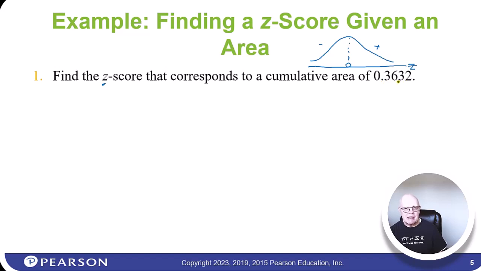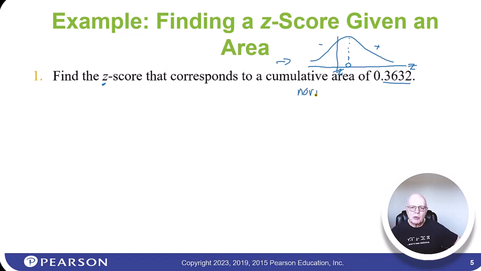Now it asks about a cumulative area of 0.3632. What does that mean? That means whoever was collecting that area or putting it together started at negative infinity and kept going until they fill it up, basically 36% of the area under the curve. So since this is 0.3632, it's not half yet, and we started from negative infinity, that means we must be somewhere in this region. And we're talking about z-scores, so we can put a z there. So how do we do that? Well, up to this point, we've been finding probabilities or areas. Now we're going the opposite direction.